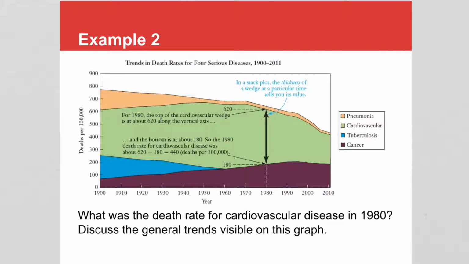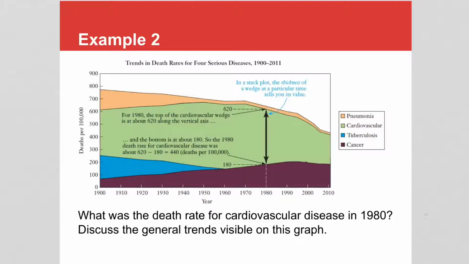Here's another example of a stack plot. It says, what was the death rate for cardiovascular disease in 1980? Well, it kind of tells us, but let's talk about this here and what's happening in this graph. So this bottom down here, the purple, is cancer. So what can we say about cancer rates? Well, they've gone up. And we could make some conclusions about why, but we won't go there. Then you can see tuberculosis is in the blue.